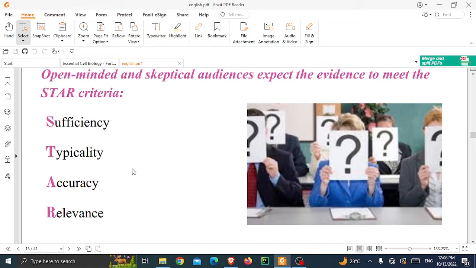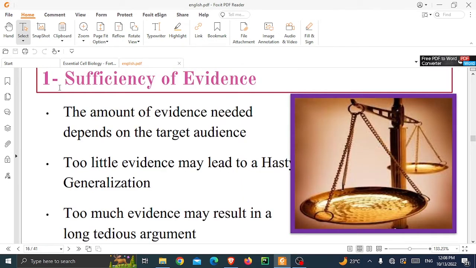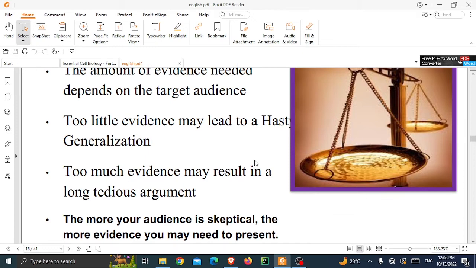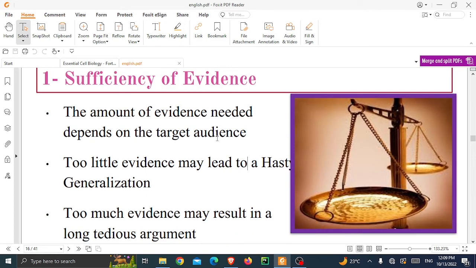We have sufficiency of evidence, which is the amount of evidence needed depending on the target audience. There are some topics where you don't need a lot of evidence because it's a known topic and everything about it is quite known to the audience. So you don't need to use a lot of evidence. And then there is an ambiguous topic, a new topic.